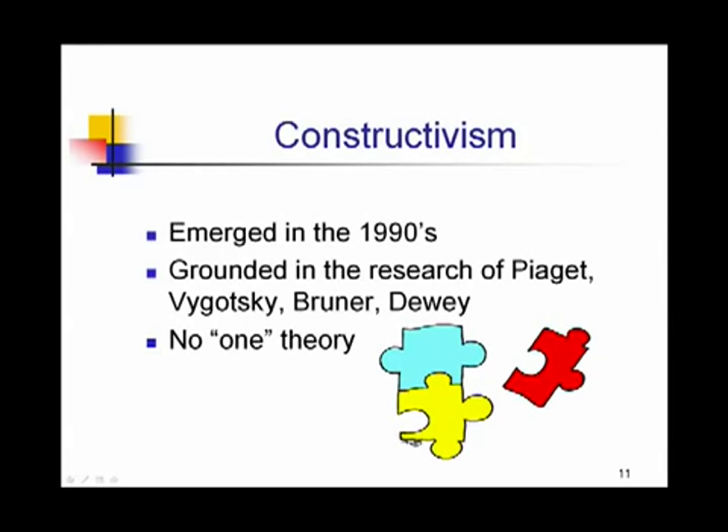The second type of social cognitive theory is constructivism. And although this is not really just one theory, it does fit in the category of social cognitive, in the social cognitive domain, and it is grounded in the work of prior researchers, Piaget, Vygotsky, Bruner, and even Dewey. And it did emerge recently in the 1990s.